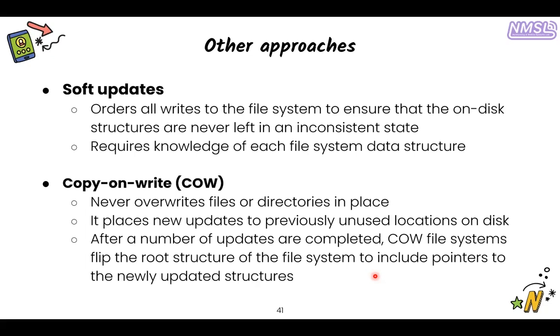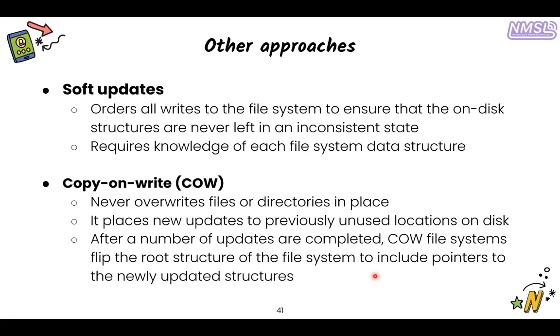There are four variants, four different ones. It's a little more advanced. Just want to give you a taste. If you're interested, you can go read the papers, but this is just a high level view. There's four of them. One's called soft updates. This orders all writes to the file system to ensure that the on-disk structures are never left in an inconsistent state. In order to do that, it requires knowledge of each file system data structure. So it's more like a brute force way to enforce it, with a lot of overhead.